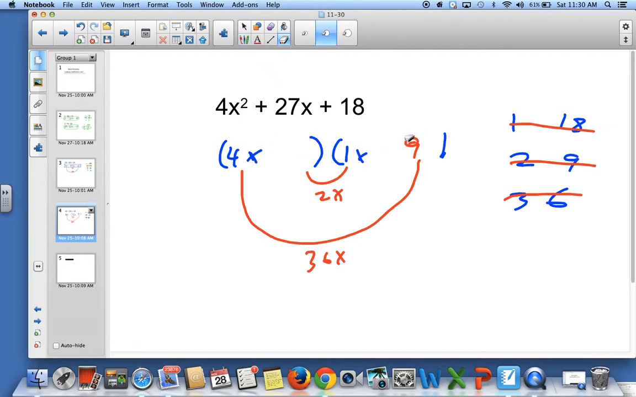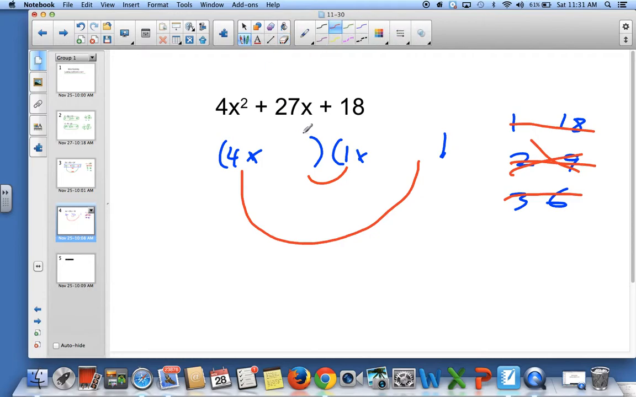And we're going to switch the 2 and the 9. And now we're going to put a 9 here and a 2 here. And that gives us 9x and 8x. And that gives us 17, not 27. It's not 2 times 9. That's out. Okay, we're going to try now 3 and 6 and see if that helps us.